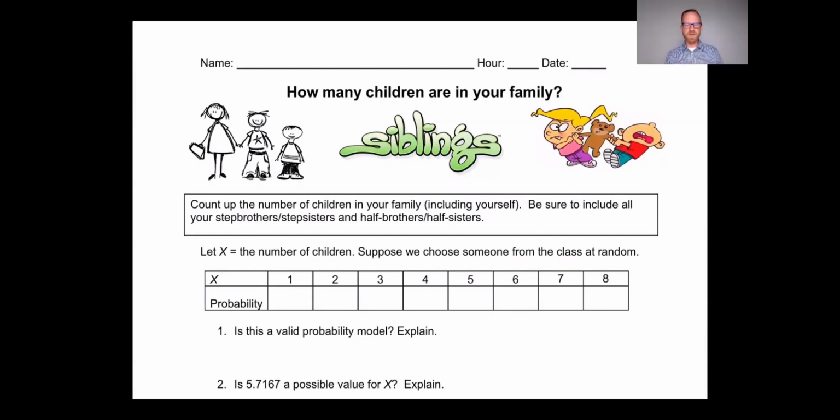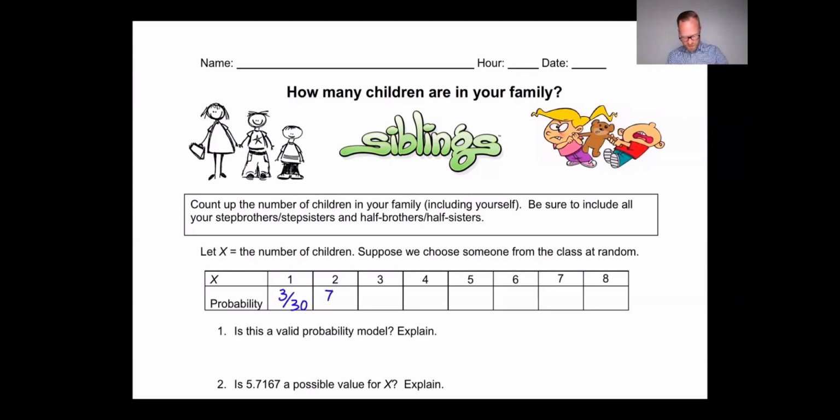Now, we need a data set for you all to be able to work through this activity. So I'm going to use some data from one of my classes. So why don't you just go ahead and record this. There were 30 students in this particular class. And of those 30 students, 3 of them were only child. So we're going to put the probability in there as 3 out of 30 because there were 30 students total.